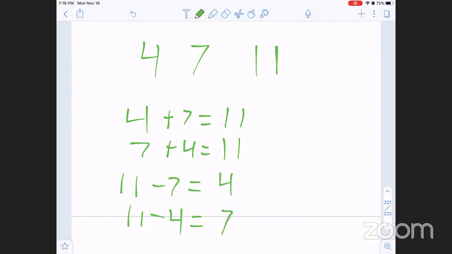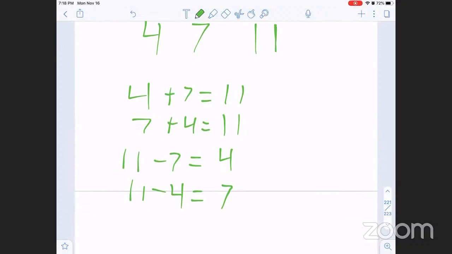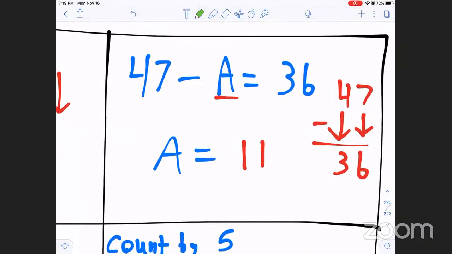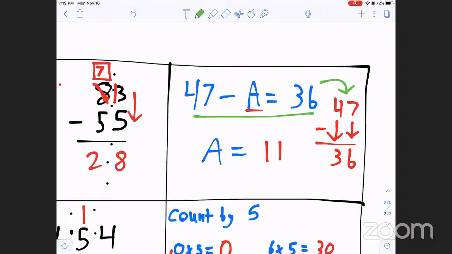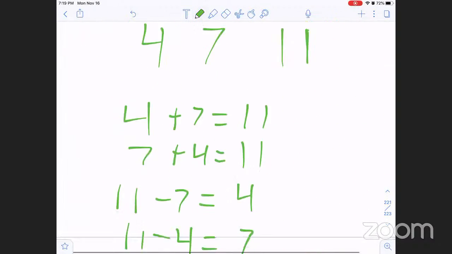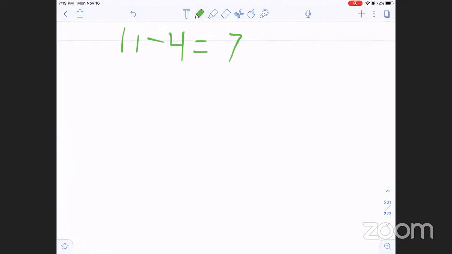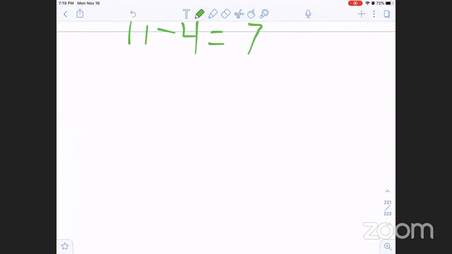And the reason I want to talk about fact families again is we can use fact families even with bigger numbers to help us solve some of our problems, like we did on our warm-up work with our A question here. We turned this sideways problem, this number sentence, into a stack problem with a blank there to figure out what we needed. We're going to come down here.